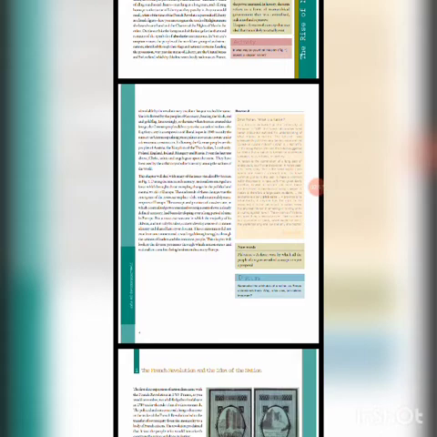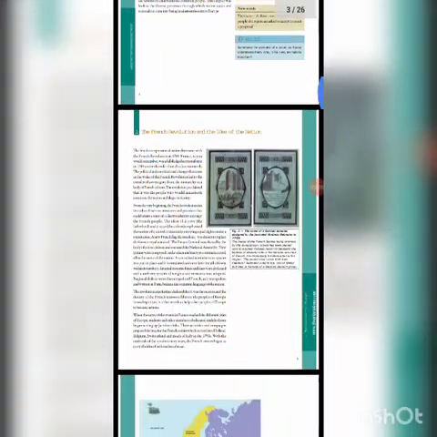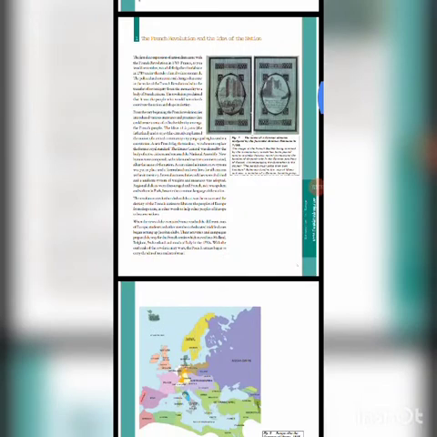The diverse process through which nation states and nationalism came into being in 19th century Europe: the French Revolution and the idea of the nation. The first clear expression of nationalism came with the French Revolution in 1789.